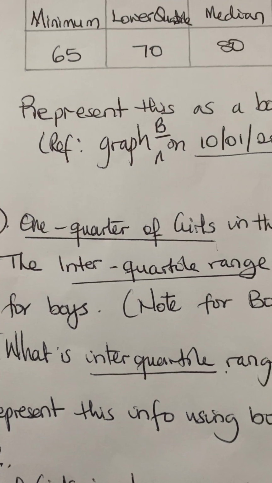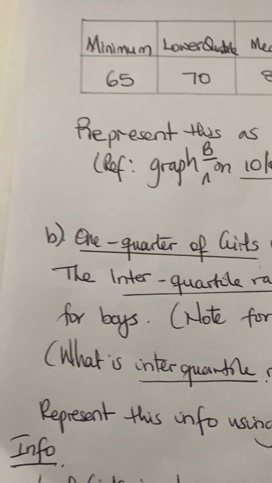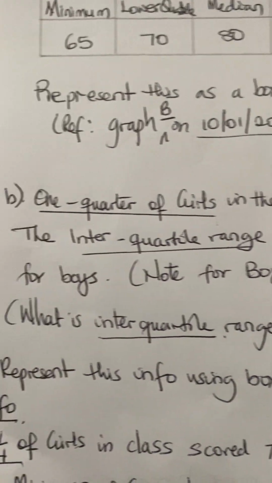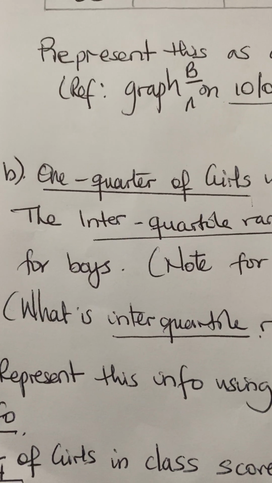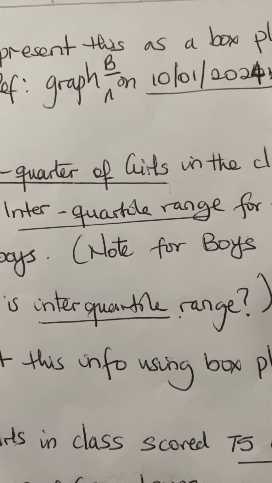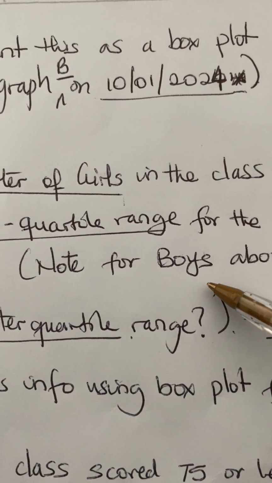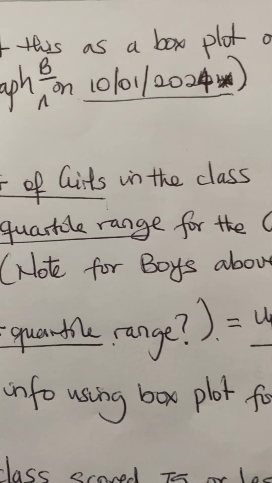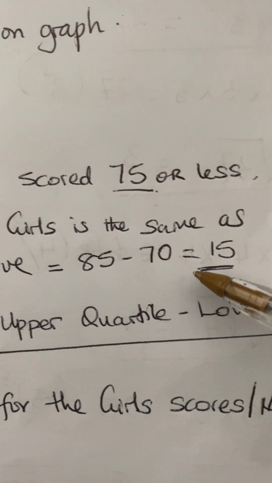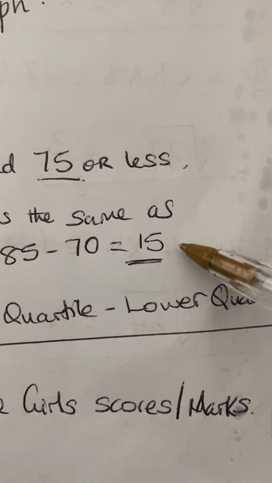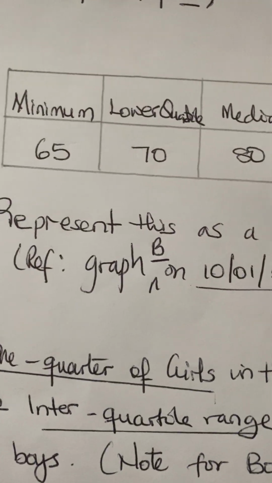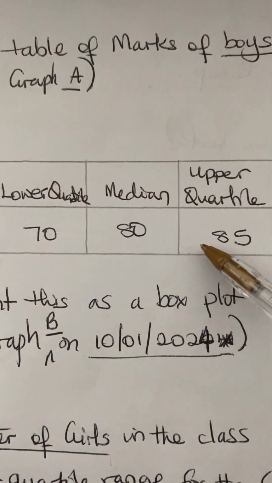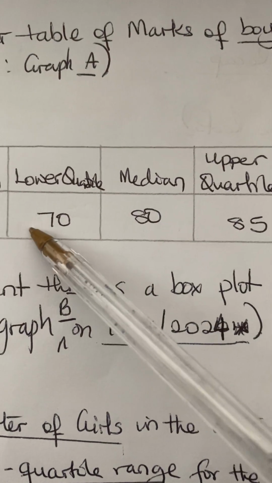One quarter in the class scored 75 or less. The interquartile range for the girls is the same as for the boys. Okay, so for boys, the interquartile range is 85 minus 70, which is 15, which I guess is plain here from this table. 85 minus 70.